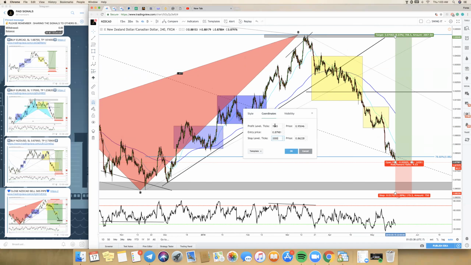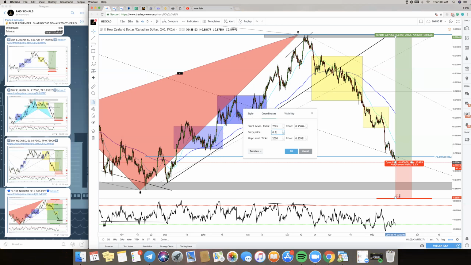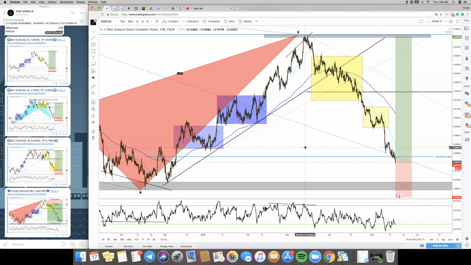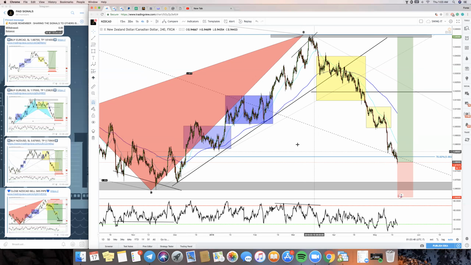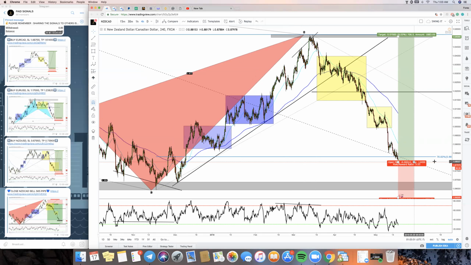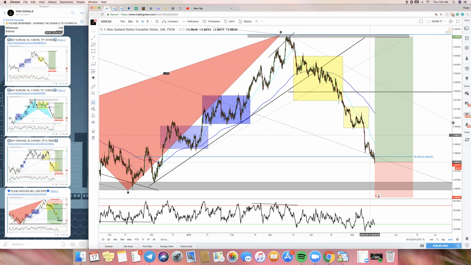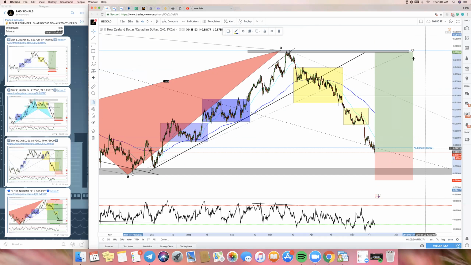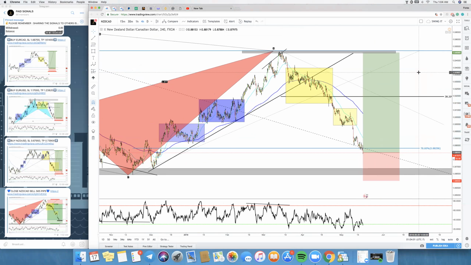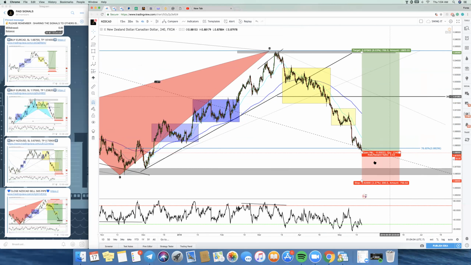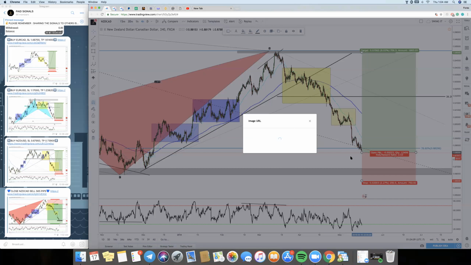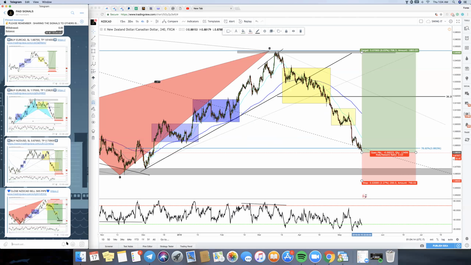I'm going to do 2% risk. And this one, that's going to be nice. All right, NZD CAD going in.